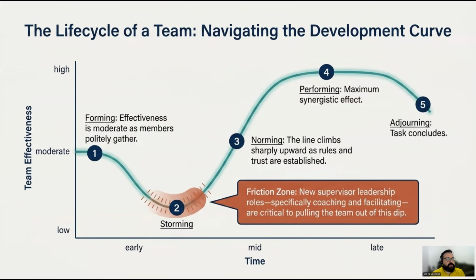Okay, so this is what happens when a new team is formed, or at least when there's a new supervisor assigned. So every team goes through stages, as you can see here, right? The first stage is when you form the team, right? Everybody tries to be polite. There's a lot of uncertainty in the team, right? The effectiveness is kind of moderate as everybody is trying to be very polite and nobody disagrees.